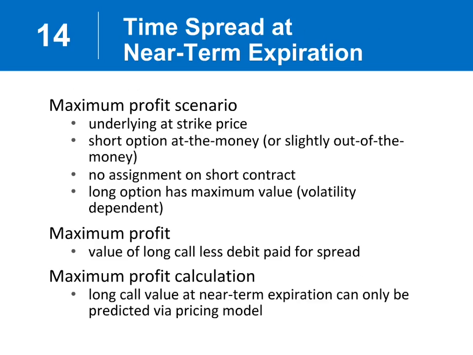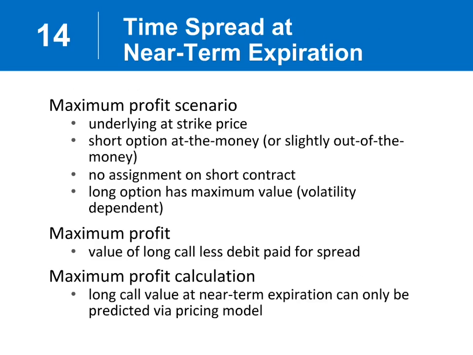The underlying is going to be right at that strike price where the short option expires just slightly out of the money. No assignment on the short contract, and that long option will have maximum value. And again, the value of that long option will be dependent upon the implied volatility level, and whether that implied is the same level as when you put on the spread. If the implied has gone up since the debit you paid for the spread, you'll have even more of an increased profit. If the implieds have decreased, you'll have given up some of your potential gains.